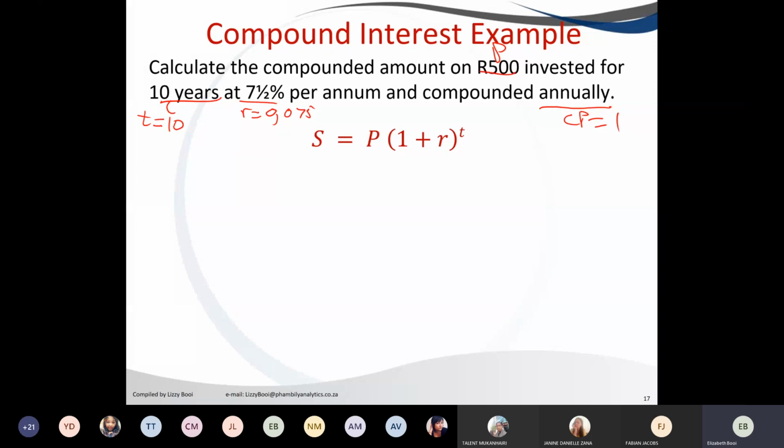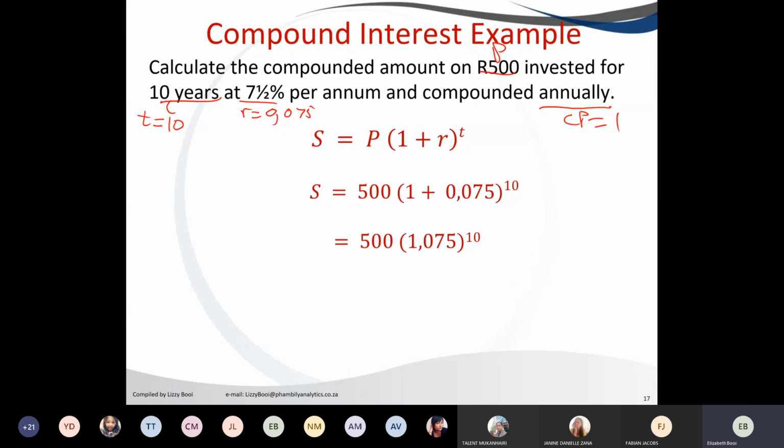And then I can substitute into the formula, and when I substitute, S is equal to 500 times (1 plus, remember I've already divided my rate by my compounding period, so it's 0.075), and I multiplied my term with my compounding periods, which is 10 multiplied by 1, which is the same as 10. And I solve the equation.